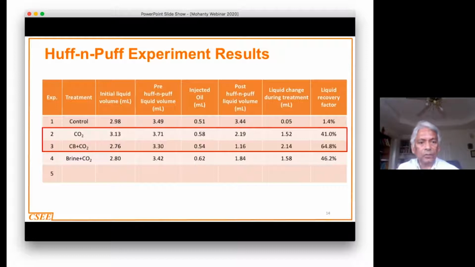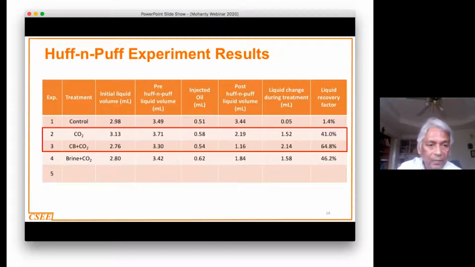We did CO2 Huff-n-Puff at 4,000 psi, 3 cycles. In this case, this is before and this is after Huff-n-Puff. The difference is how much liquid you produce. So it's basically 41% of the liquid that was there. So a significant amount of oil can come out by CO2 Huff-n-Puff.